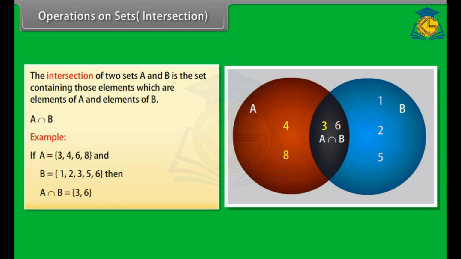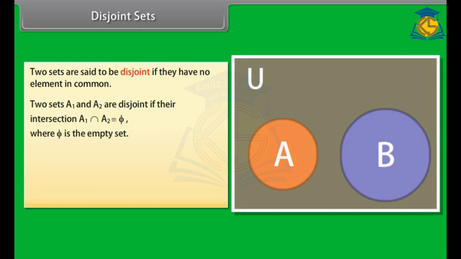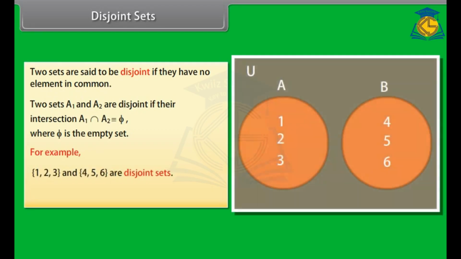Look at this diagram now. This dark portion indicates A intersection B. Disjoint sets. Two sets are said to be disjoint if they have no element in common. Or we can say that two sets A1 and A2 are disjoint if their intersection is phi, where phi is the empty set. For example, {1, 2, 3} and {4, 5, 6} are disjoint sets.